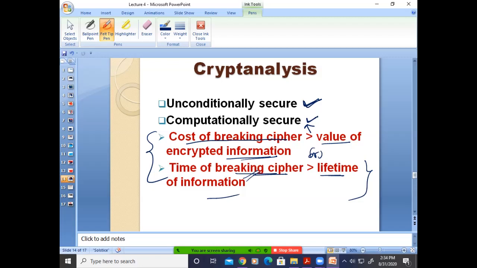So always the time to break the cipher should be more than the lifetime of the information. If the lifetime of the information is, suppose, 2 days, and he is able to break that in 1 day, then it is not computationally secure. So if either one of these is satisfied, then we can say computationally secure. Unconditionally secure means that even if he has some information, he should not be able to decrypt the data. So these are two things you should keep in mind when cryptanalysis attack is possible.